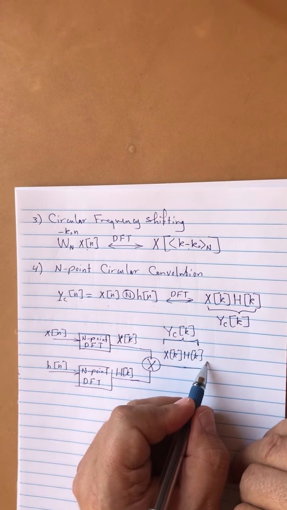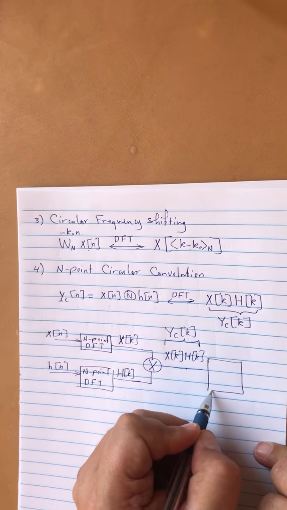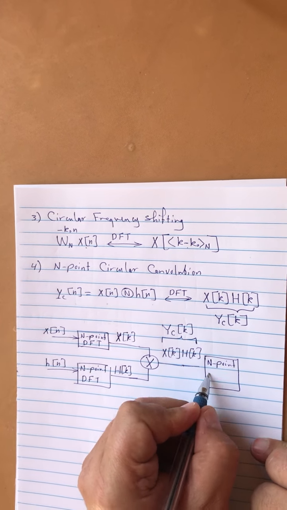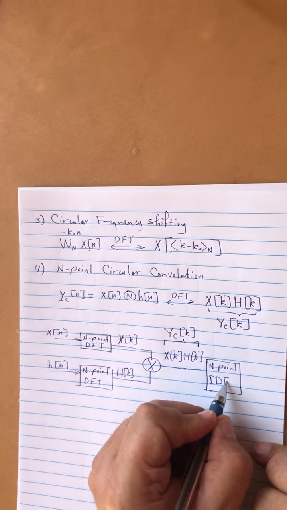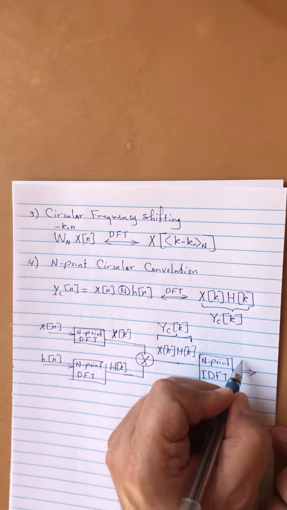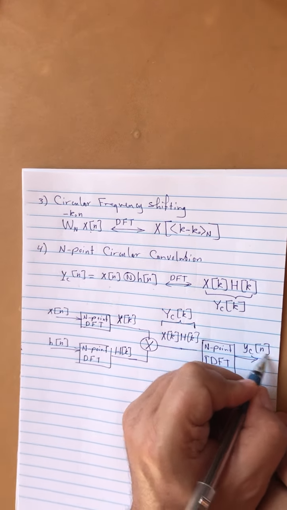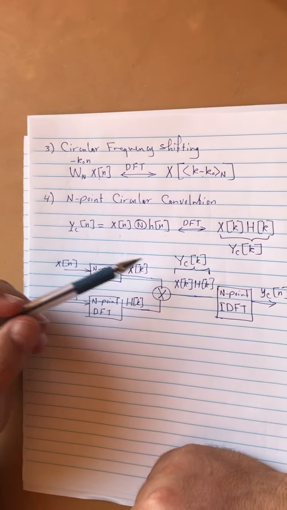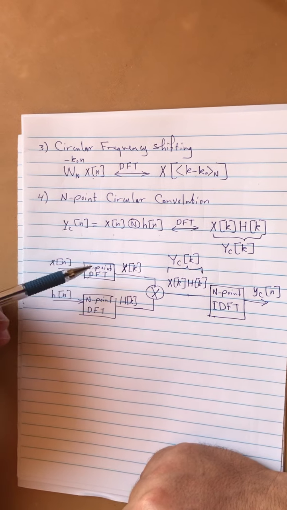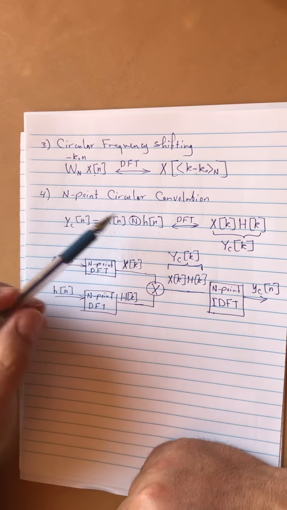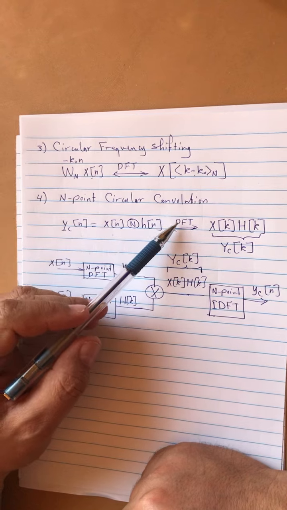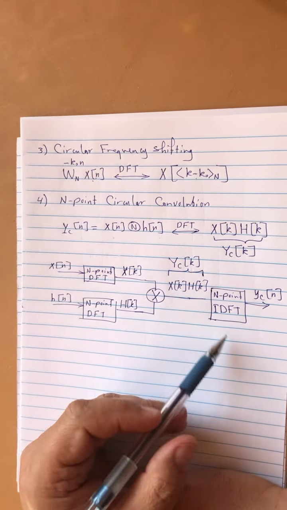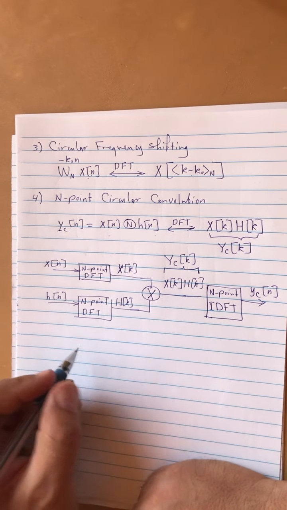Now, if you take this to a block diagram or a system with an N-point inverse DFT, you will get here y_c of n. And this is one good way of implementing the circular convolution using the DFT. So you can do the circular convolution in the time domain, or you can also do it in the frequency domain as shown in this block diagram.